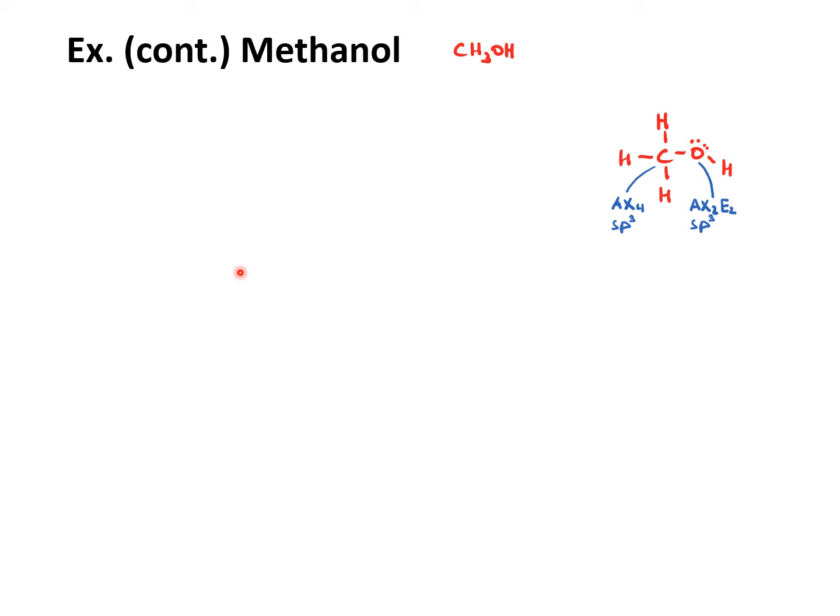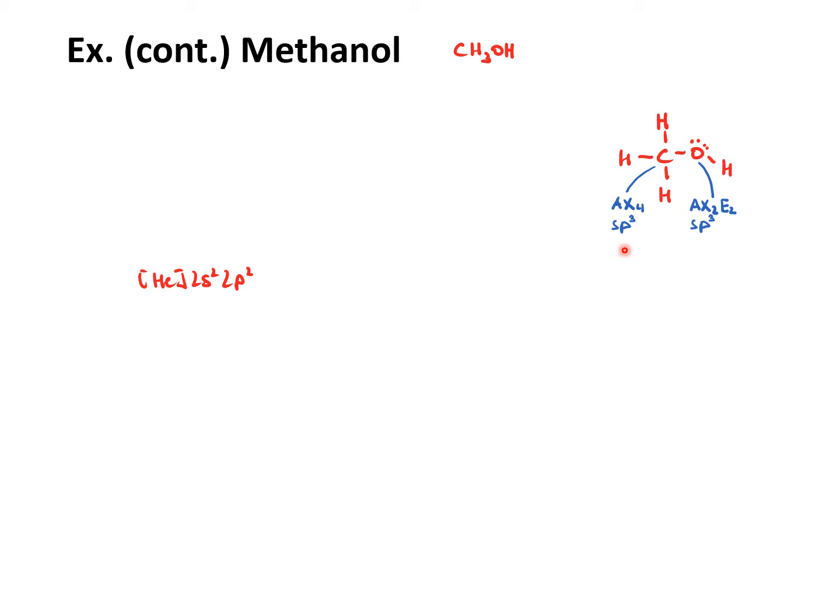Looking at the carbon atom first, we can write the electron configuration for carbon, and since it is in group 14, and based on its position in the periodic table, the electron configuration can be written as [He] 2s2 2p2. So we can see that carbon has 4 valence electrons.